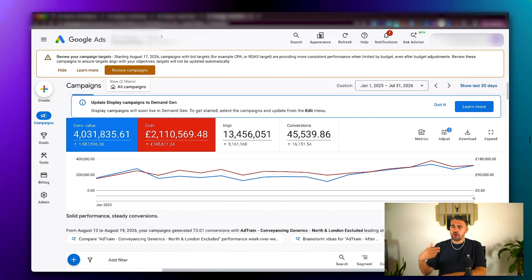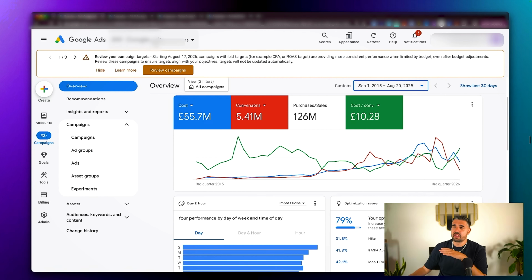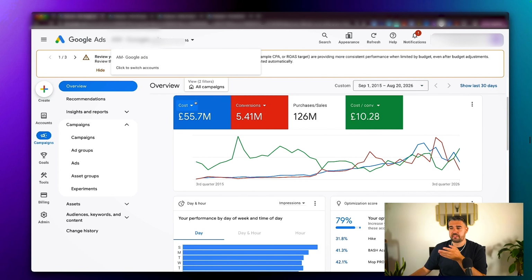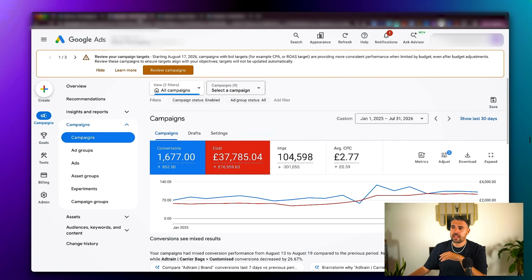Because the thing that grows the first account is the exact same thing that kills the third one. If you're wondering whether your account has the right structure, whether the conversions coming in are what they should be, or you're paying an agency and you honestly don't know if what they're delivering is any good, this video is your marker. That is $75 million, £55.7 million in ad spend managed. Let's open the small account first.